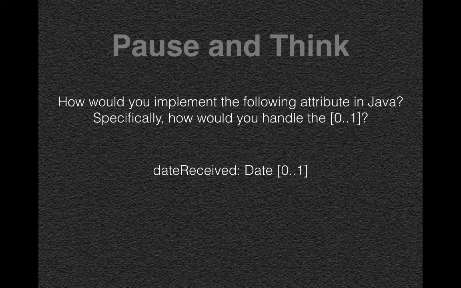If you're using Java 8, you can take advantage of the Optional type and create a field of type Optional that holds a date. As Fowler says, the point of a UML diagram is not to tell you exactly how you should implement things, but to give you enough information so you can look at the diagram and have a general idea of how you're going to implement things.